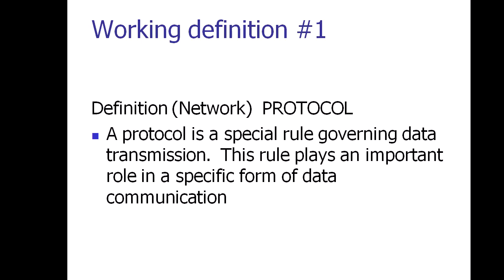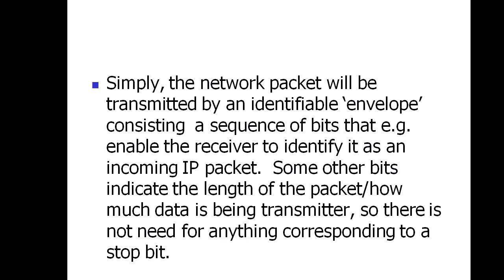So in general terms, we're interested in the transmission of data over the internet, in which case a lot of the data, if not most, is going to be transferred using IP. And IP can readily be identified. And if it doesn't obey the particular protocol, then it's going to be rejected. I mean, the receiver's not going to understand what data form is coming in. So simply, the network packet will be transmitted using an identifiable envelope consisting of a sequence of bits that enable the receiver to identify it as an incoming IP packet. And some other bits indicate the length of the packet and how much data is being transmitted.